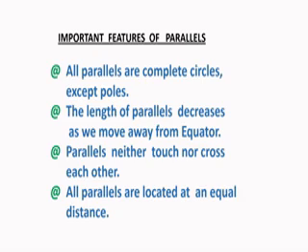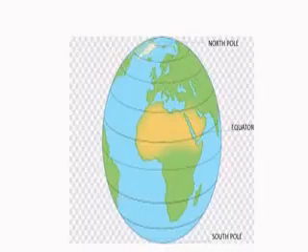These poles are points. And the length of the parallels decreases as we move away from the equator towards the poles. When we are reaching the poles, it is like a point only. That means its length keeps on decreasing. All parallels are located at an equal distance from each other. They are not touching each other. Parallels neither touch nor cross one another. So they are going as parallels only.